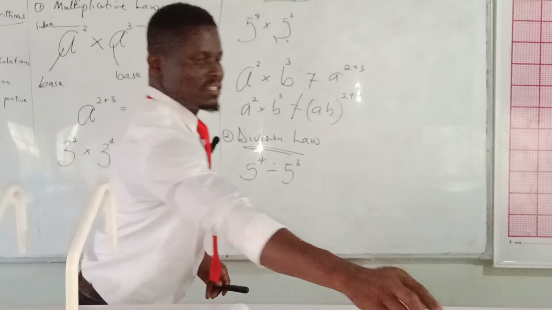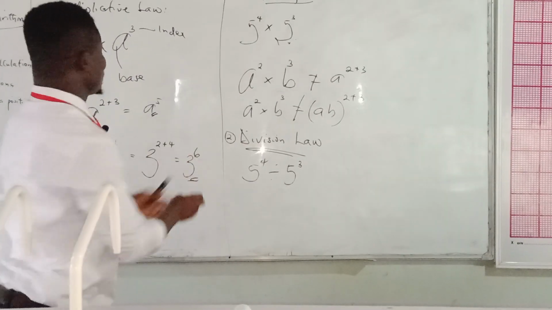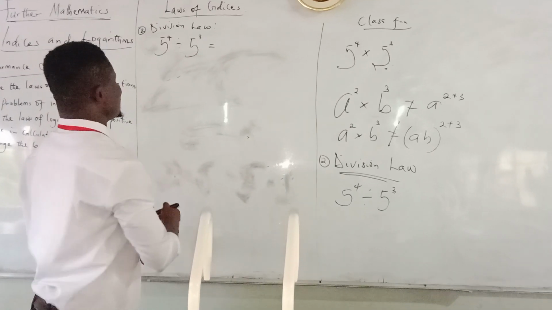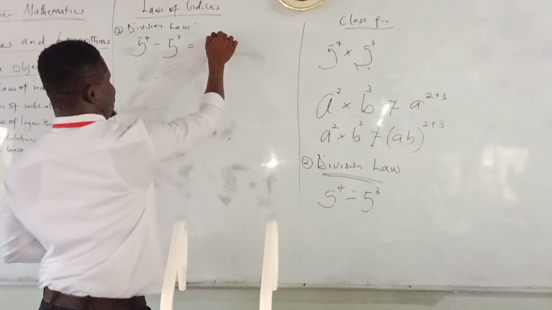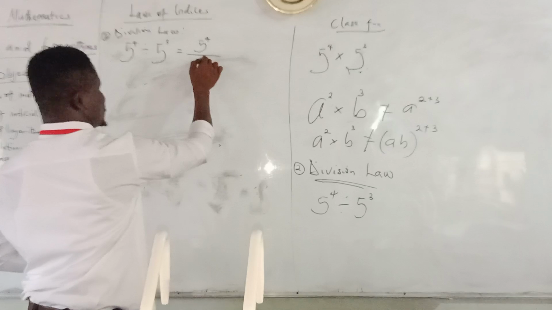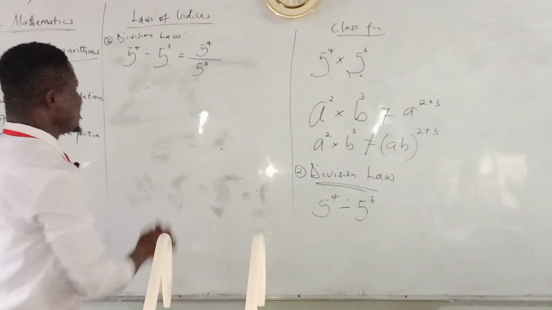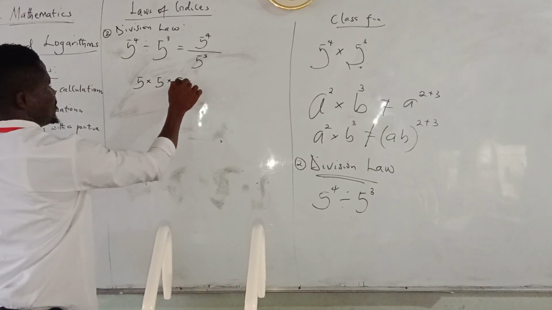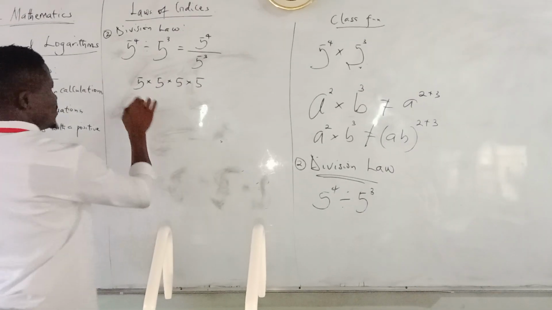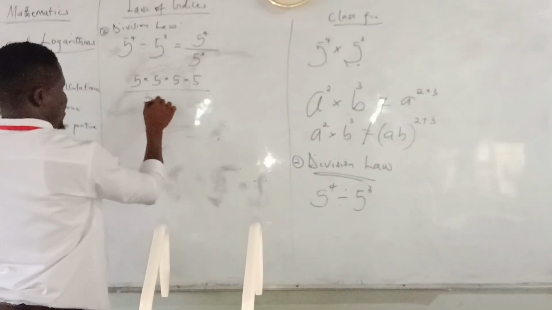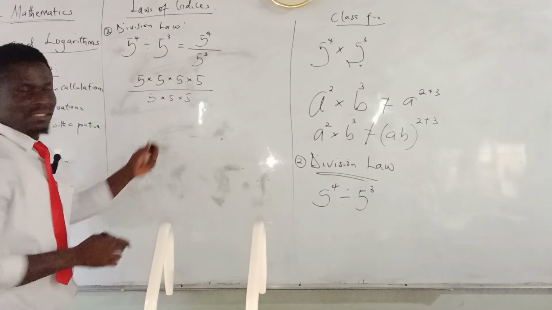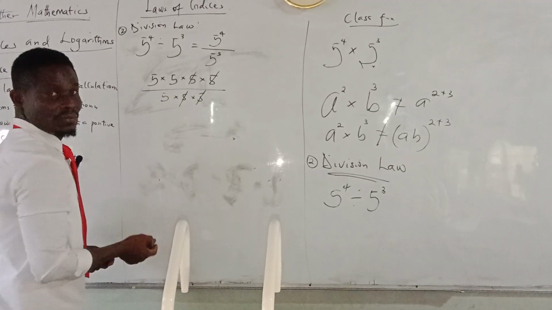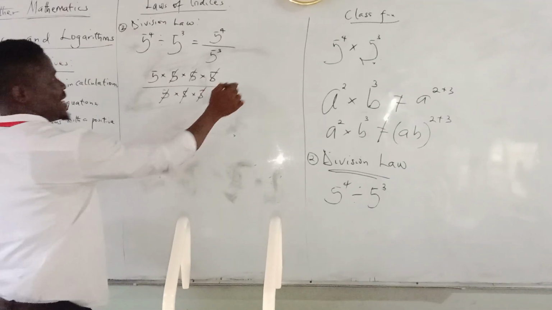You have two ways you can do this. So another way you can write this expression is 5 raised to power 4 divided by 5 raised to power 3. In this case, it means 5 times 5 times 5 times 5, in 4 places, divided by 5 times 5 times 5, in 3 places. Then this 5 will cancel this. This one will cancel this. This one will cancel this. What is remaining? 5.